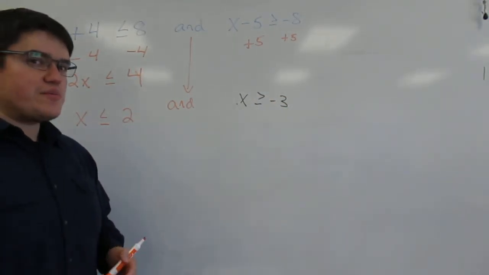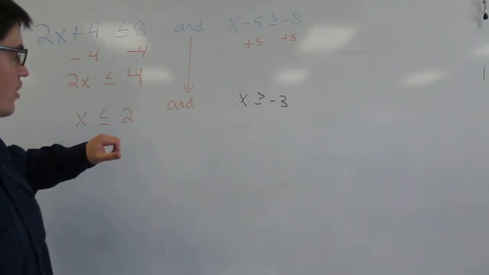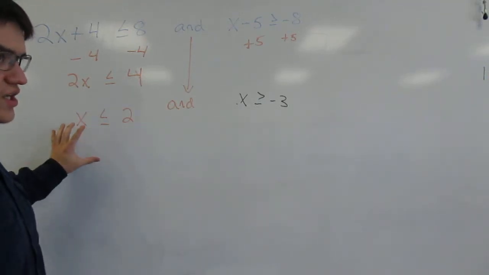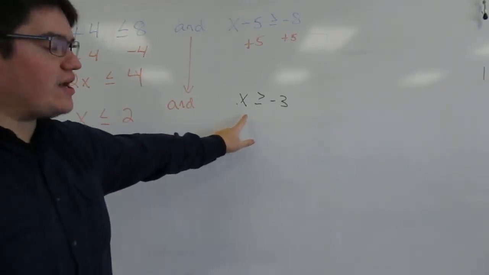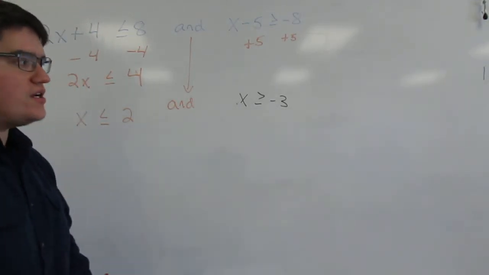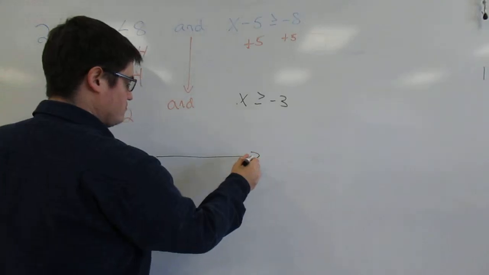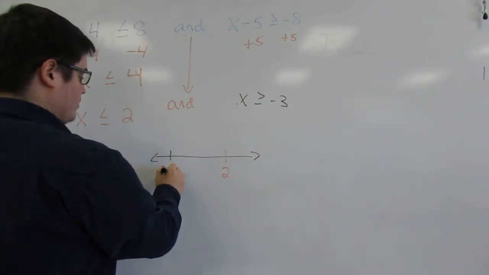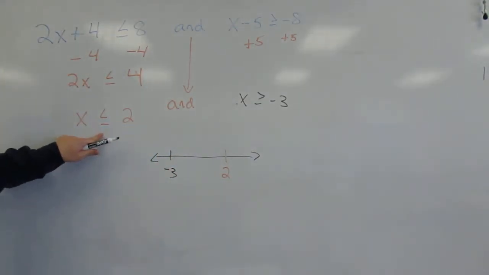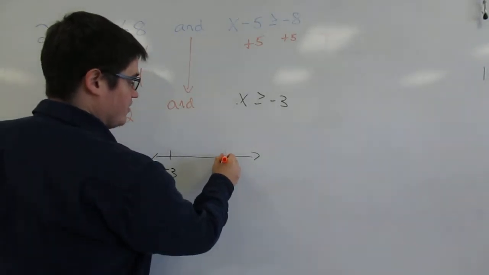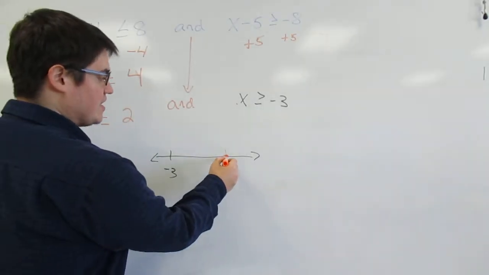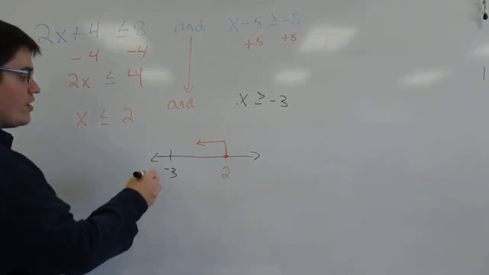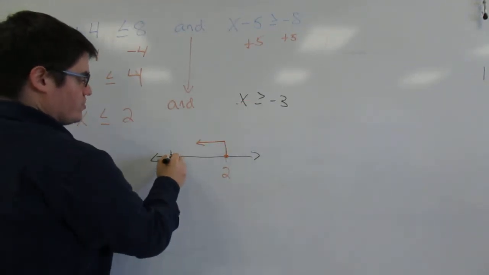So what exactly does this mean? Well, our x value, our answer, has to be less than or equal to 2, and at the same time it has to be greater than or equal to -3. So let's graph that. Okay. Here's 2, -3. So it has to be less than or equal to 2. Well, because of the equal to, I have a dot there. It has to be less than that. So I'm going to go to the numbers that are less than 2. And at the same time, it's greater than -3. Again, equal to, so there's a dot.